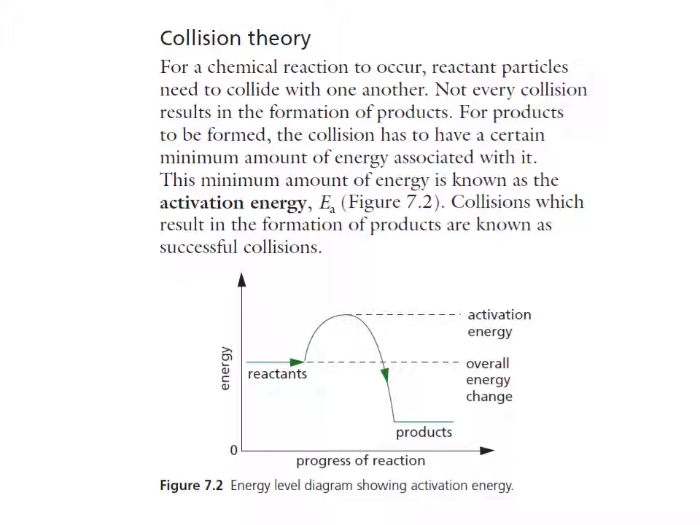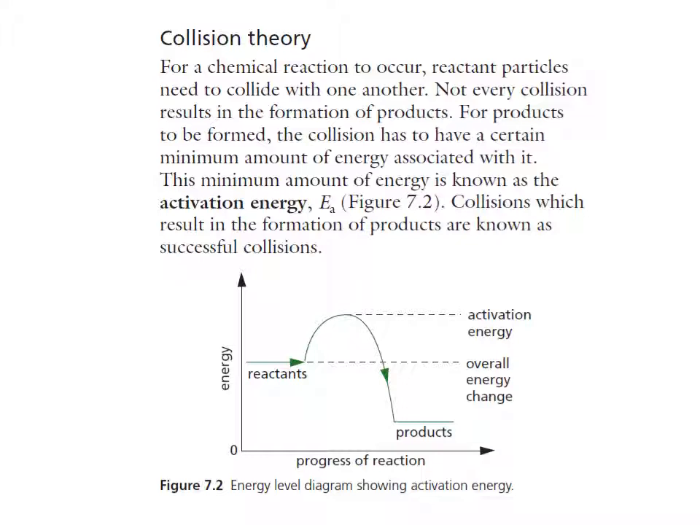First, the collision theory. You remember this theory very well because it is a very important theory, that for a chemical reaction to occur, reactant particles need to collide with each other. If there is no collision, there will be no reaction. Not every collision results in a formation of product. Specifically, only the fruitful collision can make product. Each and every collision cannot make product.